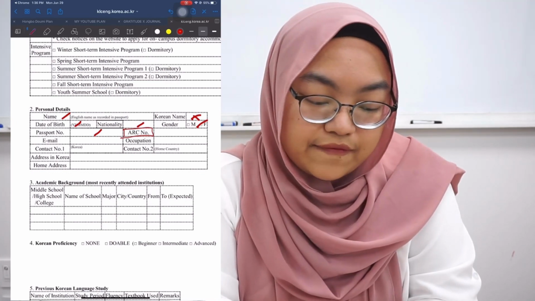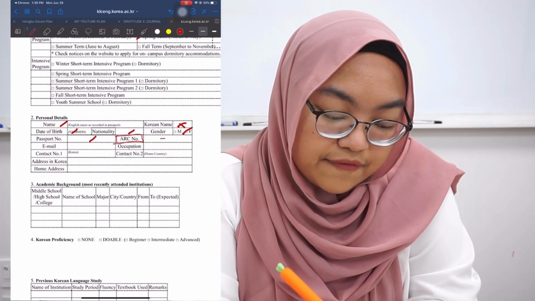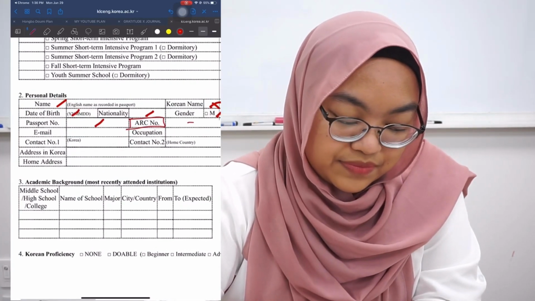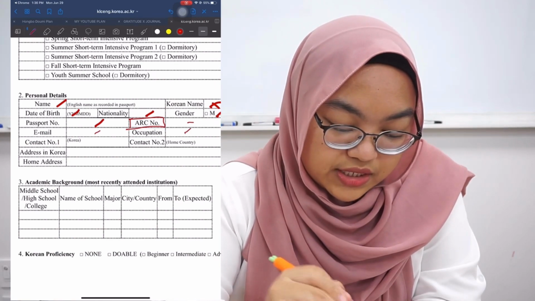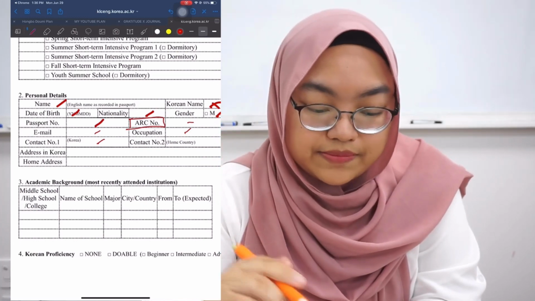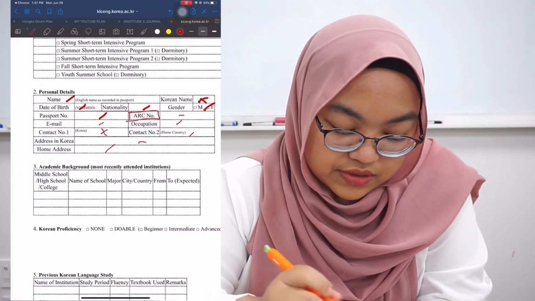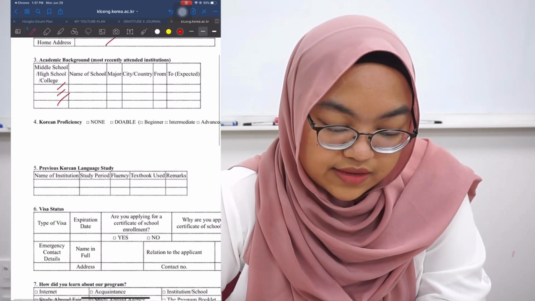Alright, so now you don't have it. So if you don't have it, you just don't put it. For email, occupation, contact number. If you don't have a contact number in Korea, don't put it. Home country. Address in Korea. If you don't have an address in Korea, don't put it. And home address. Alright. So academic background, your most recent, blah blah blah. You just put everything inside there.